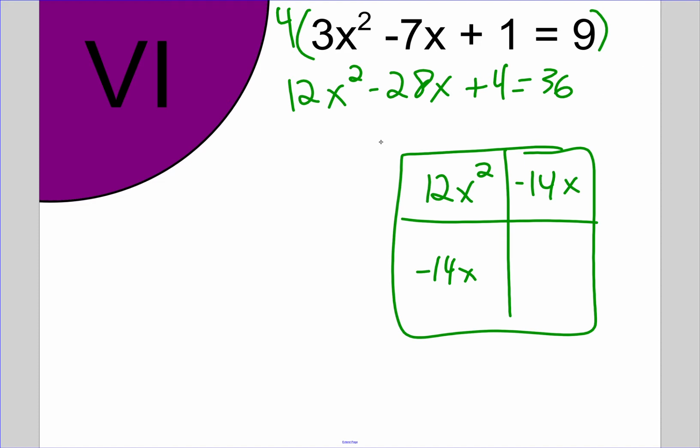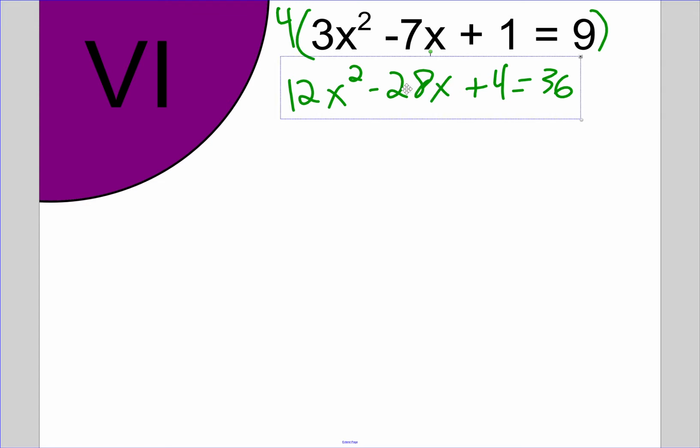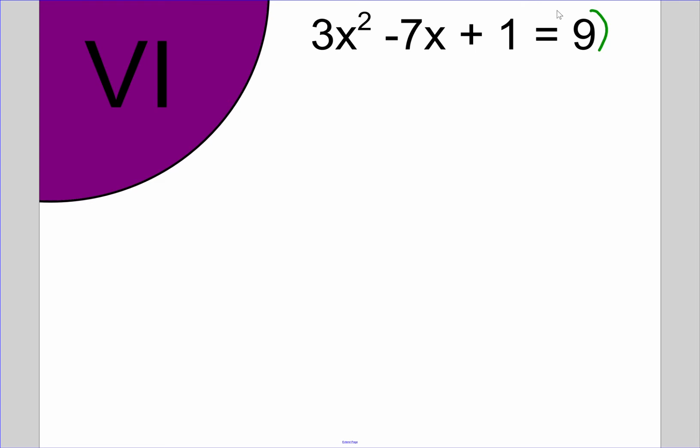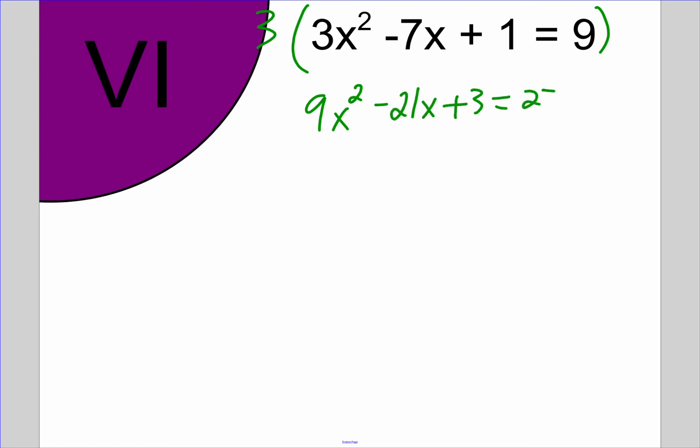So we have to think about something else. We want the leading term to be a perfect square. How do we make that first term a perfect square? We have 3x squared. What can we multiply 3 by to make it a perfect square? The answer is 3. So maybe we start there. Multiplying by 3, whatever we multiply by, it's going to be a square. So we end up with 9x squared minus 21x plus 3 equals 27.